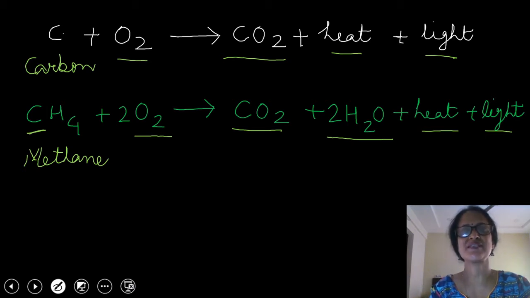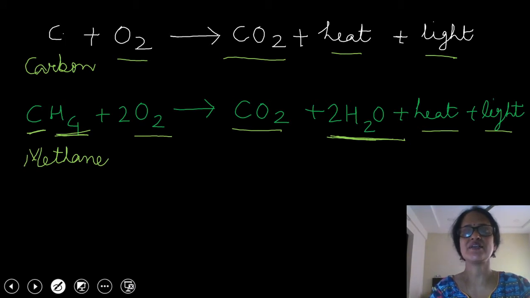Now, we will discuss water molecules. The number of water molecules produced will be half of the number of hydrogen atoms present in the reactant side. So we can see that in the reactant side we have 4 hydrogen atoms which are present in the CH4 molecule. Number of water molecules produced will be 2. So 2H2O.